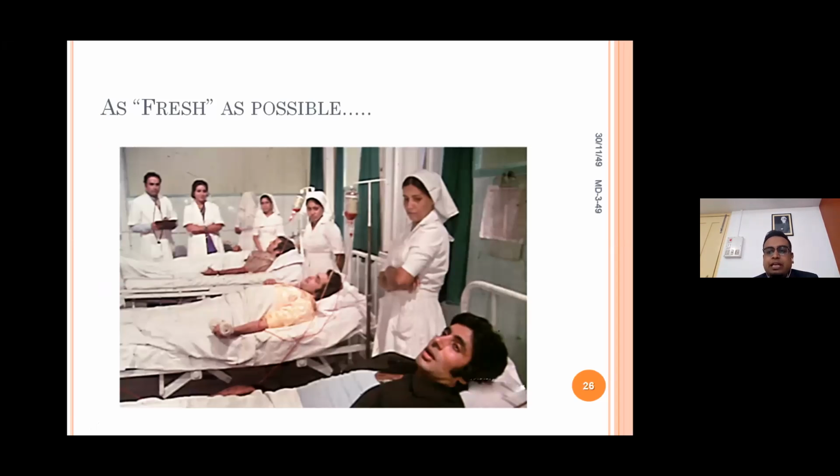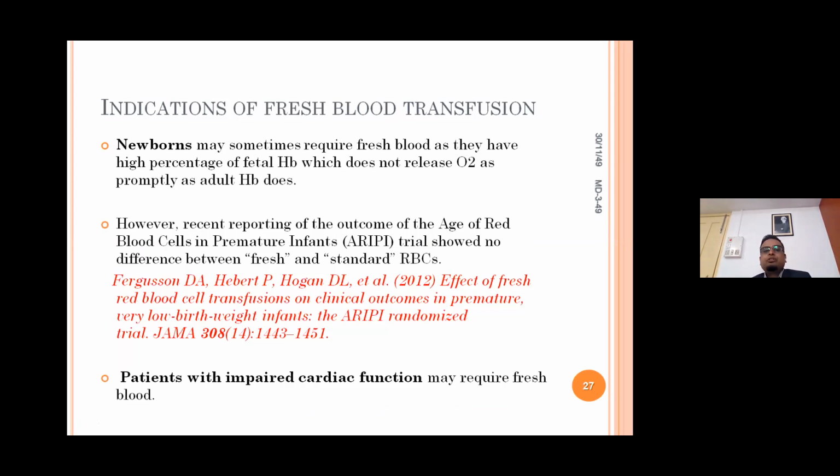So it should not be like Bollywood movies where one person is lying down and donating blood, and at the same time the same blood is being transferred to another person who is lying on the other bed. So as fresh as possible is not possible actually. So what can be the only indications of fresh blood transfusion?